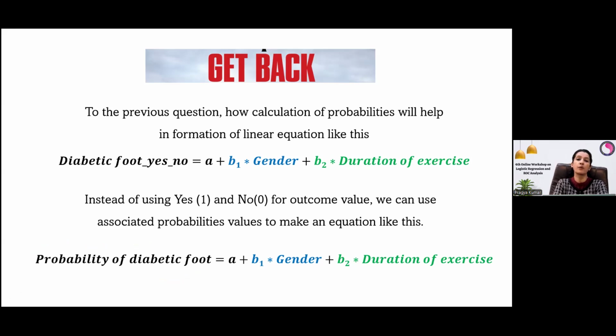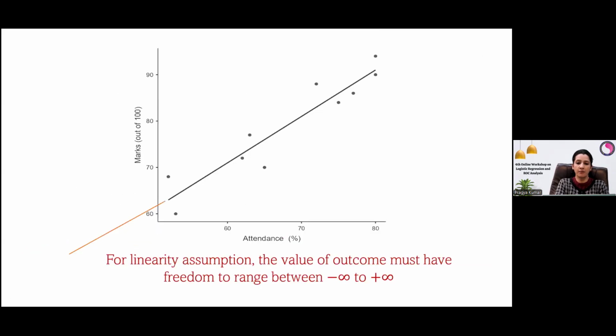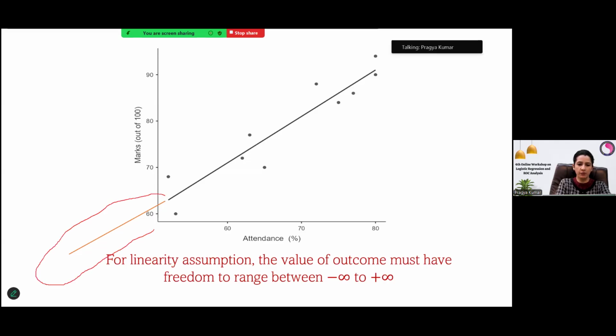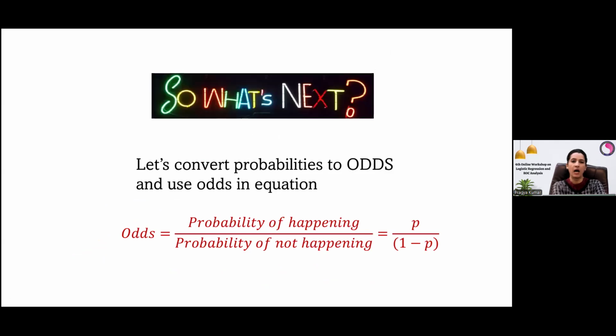But now what problem do I have? Because I know that probability has a value of 0 to 1. And for a linear equation, my line should go from minus infinity to plus infinity. Because probability cannot go less than 0. It cannot go negative. So for the linearity assumption to be met, my line, which you can see here, should not only go to the positive side, rather it should go to the negative side also. And that's how we can do that.